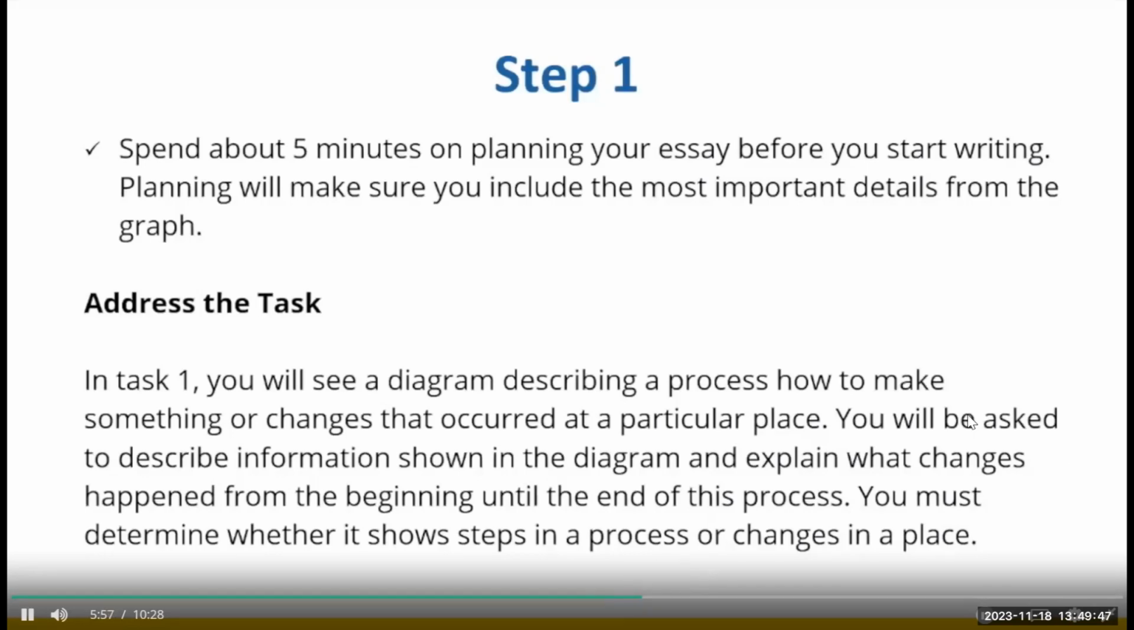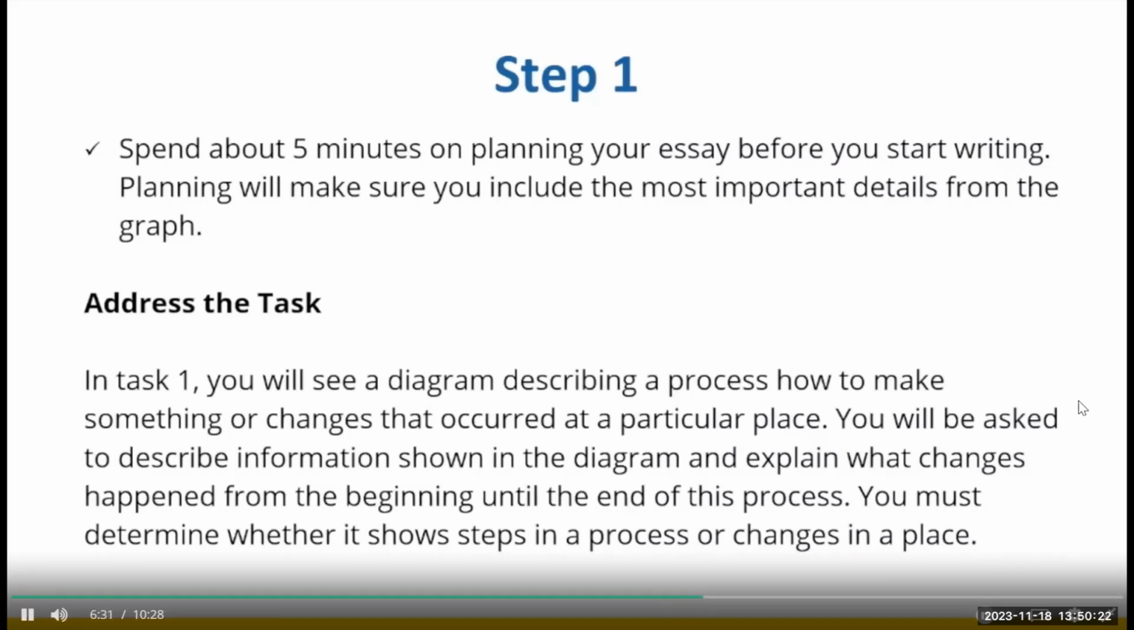Addressing the task. So in task one, you'll see a diagram describing a process, how to make something. So how to make something, it can be even how to make a phone, how to build a phone, or how to make coffee, or how to make a plane. So you might see different diagrams, and some of them might look a little bit crazy too, but you have to determine whether you have a process, how to do or how to make something, or you have changes that occurred at a particular place.